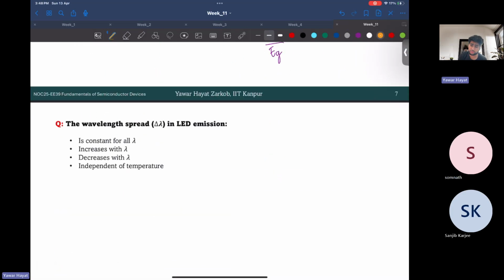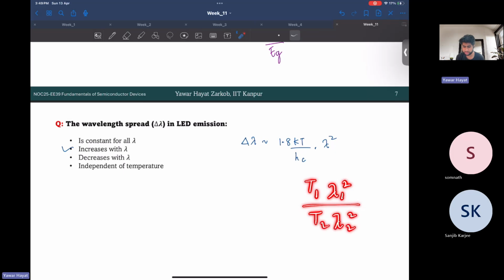It increases. And what is the formula that governs it? In fact, the course instructor showed the formula as well. The formula is: delta lambda is approximately 1.8 kT by hc times lambda square. So it goes as the square of lambda. Accordingly, a question could have been asked, say, the ratio of the delta lambdas. In that case, you take the ratio of wavelengths, given the temperature is constant. Only then you can do that. If temperature is not constant and you are given two separate temperatures, then you'll have T1 lambda 1 square by T2 lambda 2 square, for delta lambda 1 and delta lambda 2. Is this fine?